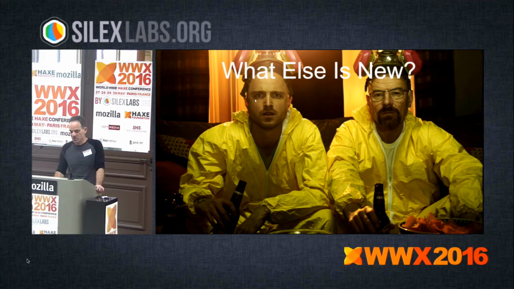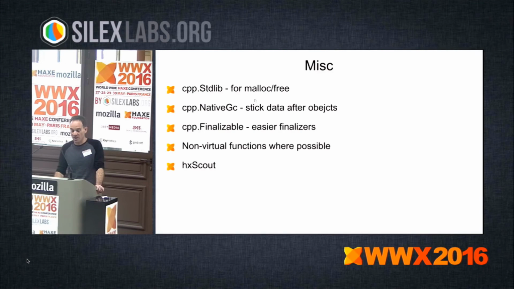So what else is new? Stdlib I've added. These are in the CPP package in the standard library. You get direct access to malloc and free if you want to do your own little memory stuff. There's some native GC stuff in there where you can create your own object with room at the end, like I've done with the anonymous objects and the enum objects, and then you can stick your own data in there, and you don't have to worry about managing the lifetime of that object because it'll correspond to the lifetime of your larger object. I've added CPP finalizable as an easy way of doing a HXCPP finalizer. It's more efficient because you can't undo it, whereas before I needed to keep track of which finalizers could be removed. Here, once you add it, it's on. I don't keep track of how to remove it, so I can use more efficient structures underneath.